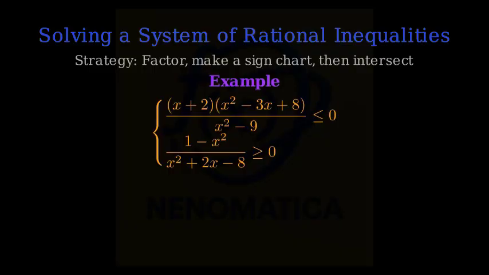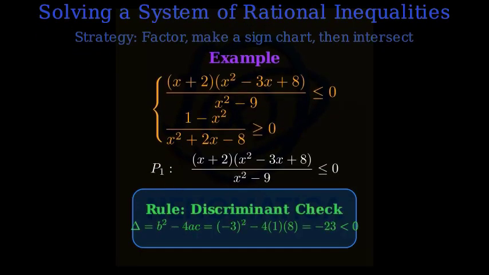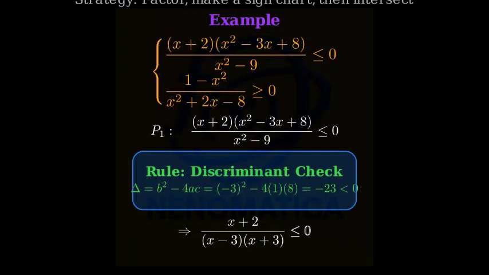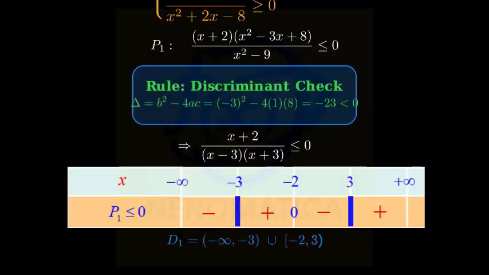Step 1. Solve the first inequality. Notice the quadratic x squared minus 3x plus 8. Its discriminant is negative, so that quadratic is always positive. Therefore, the sign of the whole expression depends on (x plus 2) over (x minus 3) times (x plus 3). We build a sign chart using the critical points at negative 3, negative 2, and 3. We shade where the expression is less than or equal to 0, remembering to exclude where the denominator is 0 and include zeros from the numerator.